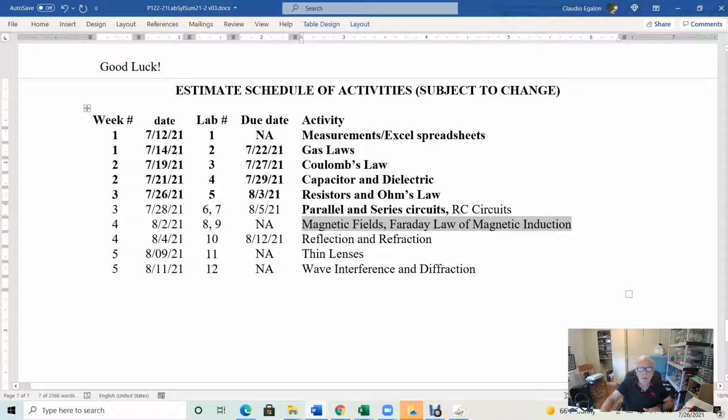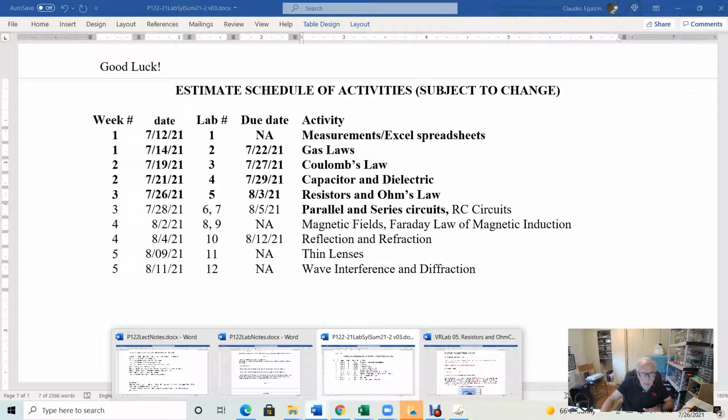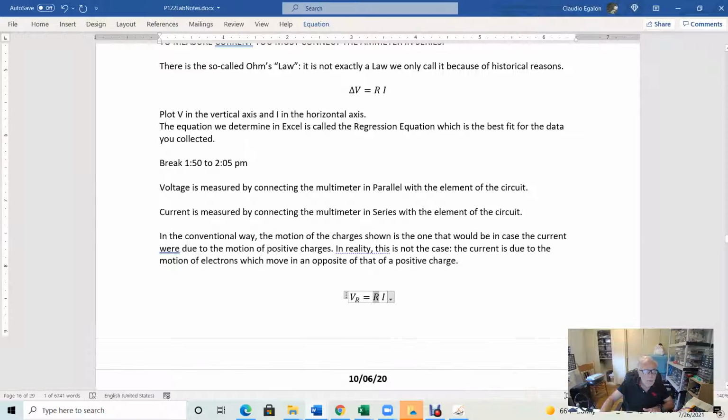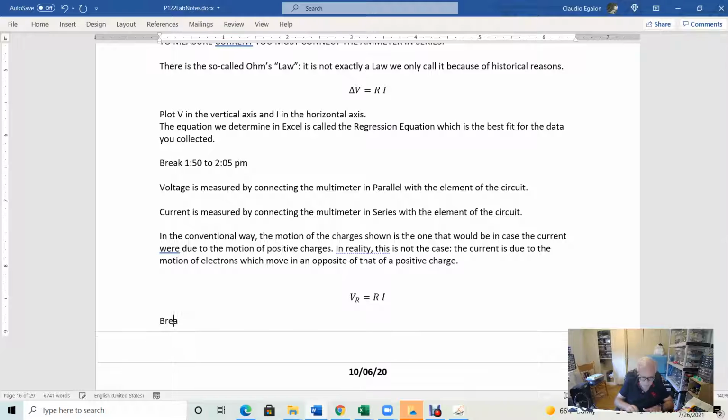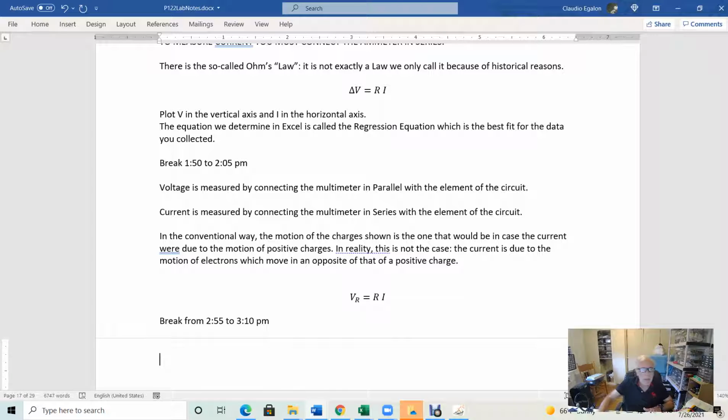Parallel and series circuits is at 2:56. Okay, let's have our break now. 15-minute break, and we come back at 3:10. Lab notes break from 2:55 to 3:10. Okay, so I'll see you soon.